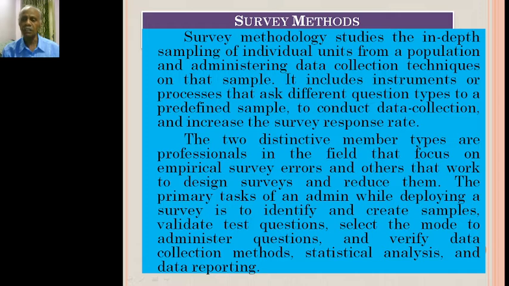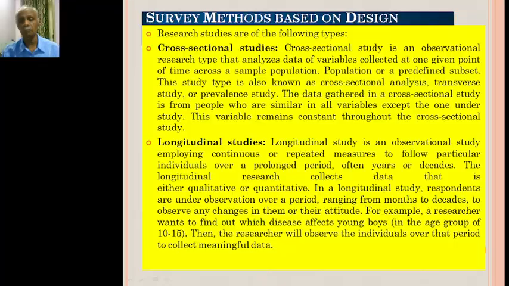The primary task of an admin while deploying a survey is to identify and create samples, validate test questions, select the mode to administer questions, and verify data collection methods, statistical analysis, and data reporting. The survey methods are based on different aspects. Let us first discuss the survey methods based on design.